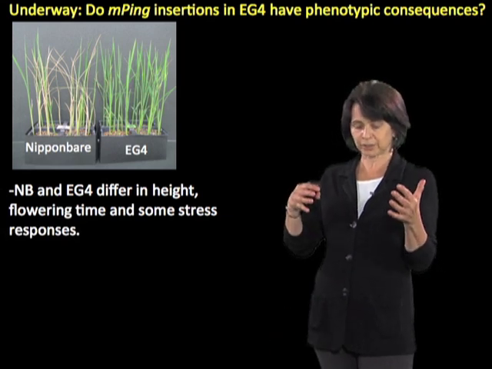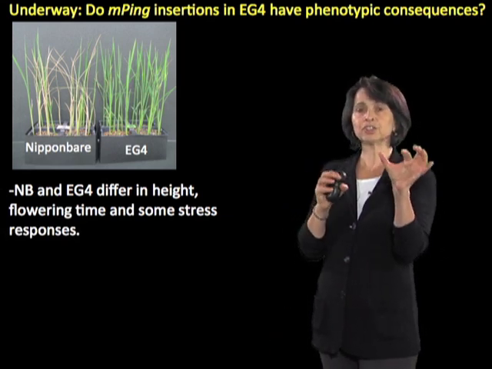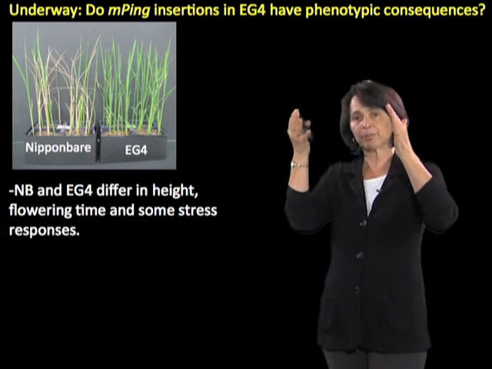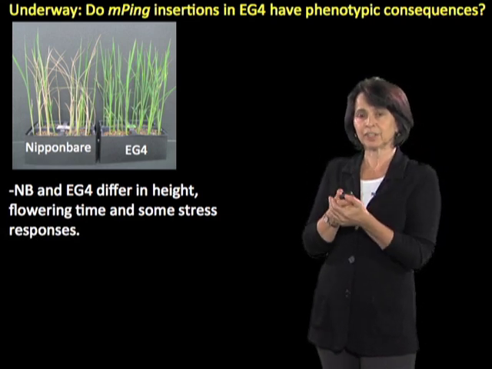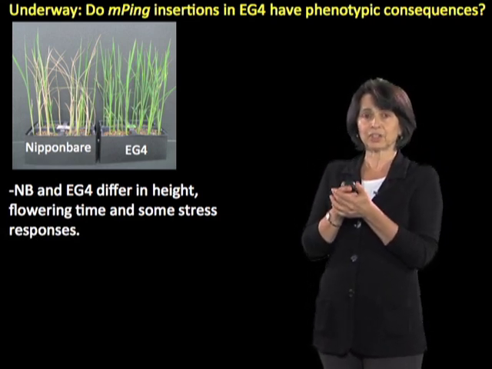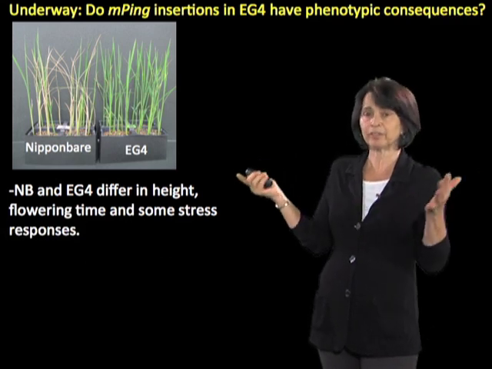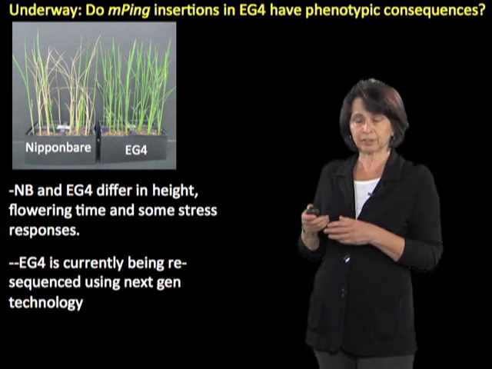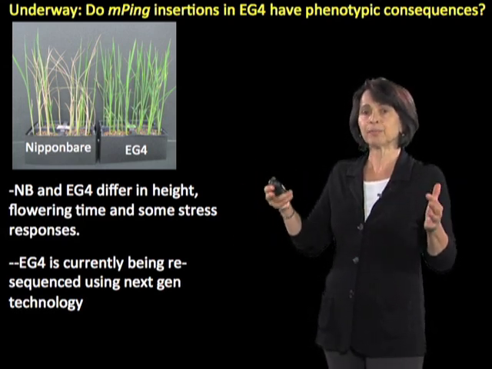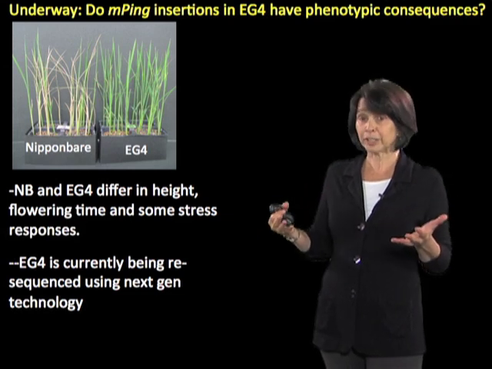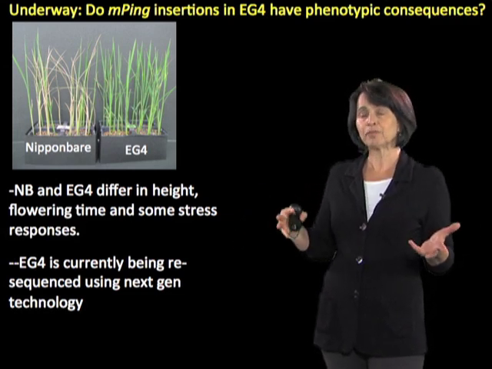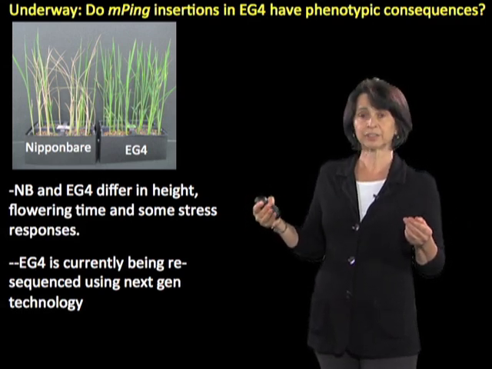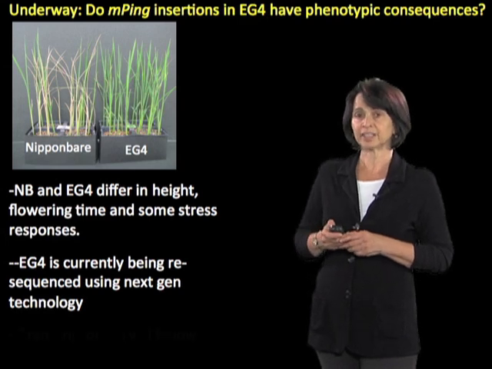Because remember when we sequenced the insertion sites, we did an approach where we used PCR primers and only amplified the element and flanking sequences. Well, again, we were limited before by the technology. Now we can actually sequence the entire genome, and in fact, we've done that. So EG4 is currently being resequenced using next generation technology so that we can see, is the Emping amplification the only thing, the only transposon that's amplifying in the genome? And so far, the preliminary answer to that is yes. It appears that Emping is the only transposon that's amplifying at this time.